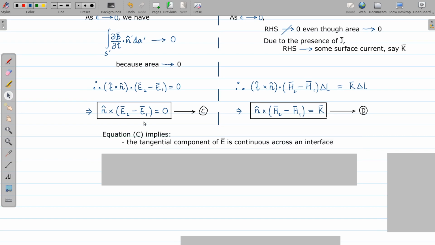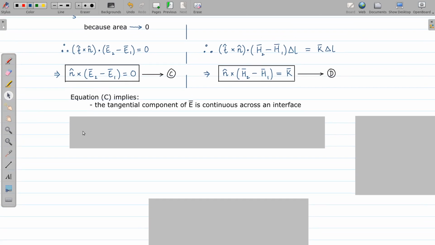So what does equation C imply? Here n dot gives the normal component, but n cross gives the tangential component. So n cross (E2 minus E1) gives the tangential component, and on the other side we have 0, the null vector. That means the tangential components of the electric field are equal on either side. So the tangential component of the electric field is continuous across an interface.